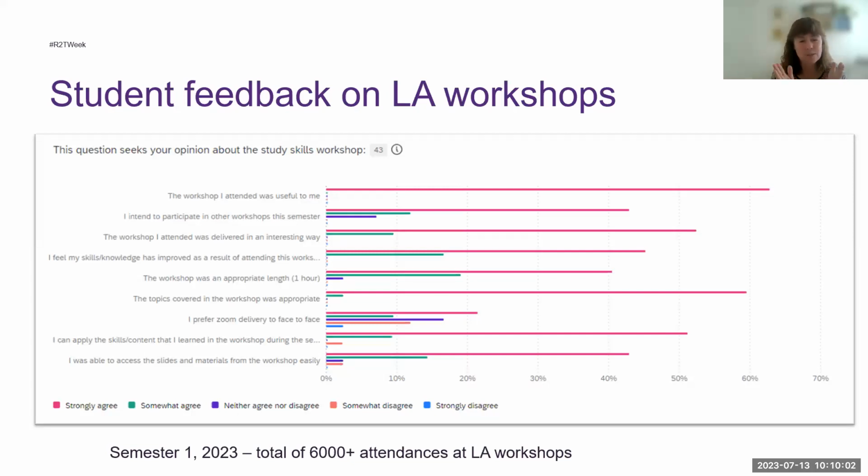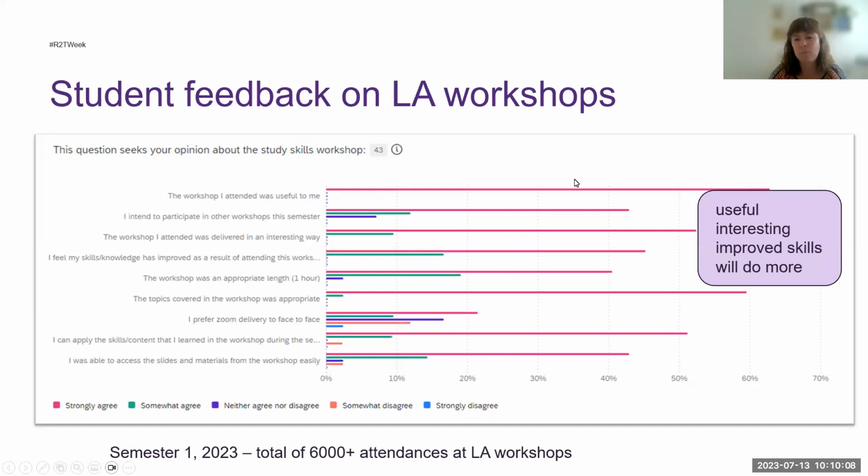It's not individuals, but it's attendances. And you can see in the data here, I don't expect you to read all of this, but the key points are that the students found it useful, they found it interesting, they found that it improved their skills, and they suggested that they would do more workshops. So obviously they're seeing these as useful.